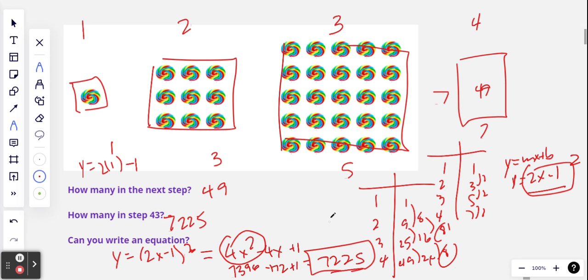So I think that was a pretty tough one. How did it go for you? Did you see this pattern of the side lengths and get step 4? Were you able to go beyond that and come up with an equation?